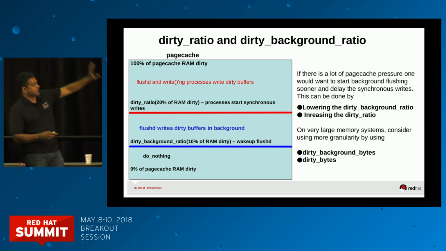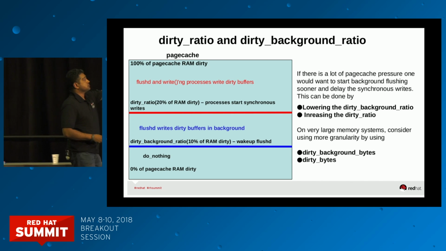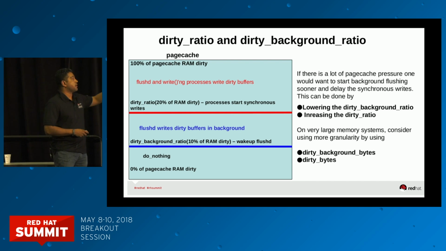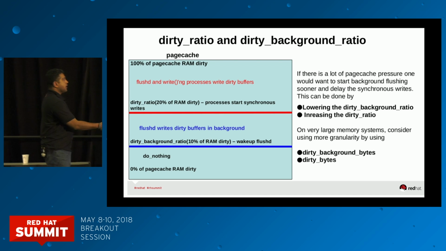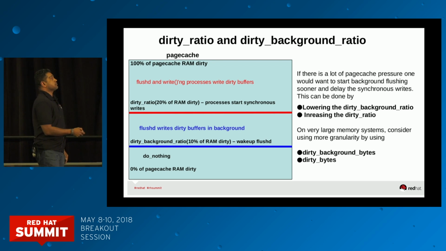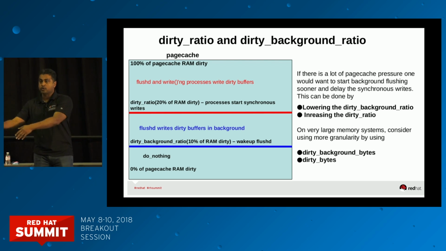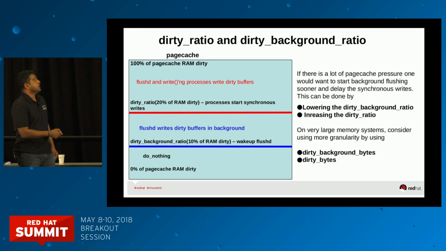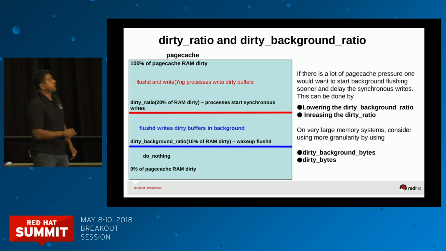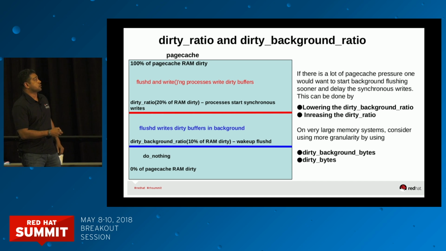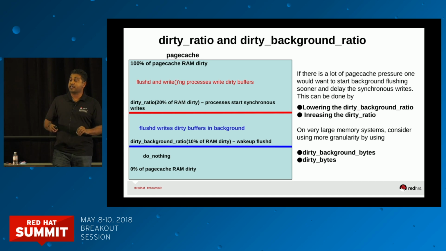How this works is, I've tried to illustrate this: when less than 10% of the RAM is dirty, you're practically doing nothing. But as soon as you start exceeding that 10%, which is the value set by dirty background ratio, flushd wakes up and starts writing those dirty buffers onto the disk and freeing up that memory. But as soon as you hit the dirty ratio limit, which is set to 20%, your system actually stops processing in order to make sure that threshold is not crossed. And processes start doing synchronous writes out to the disk.